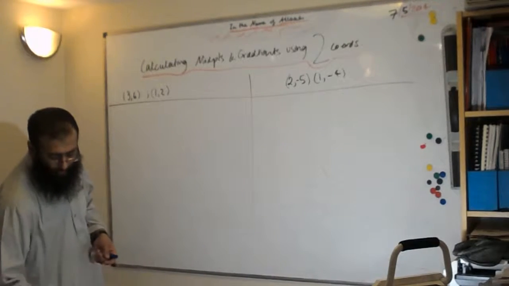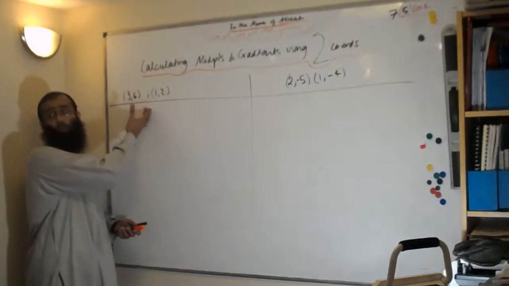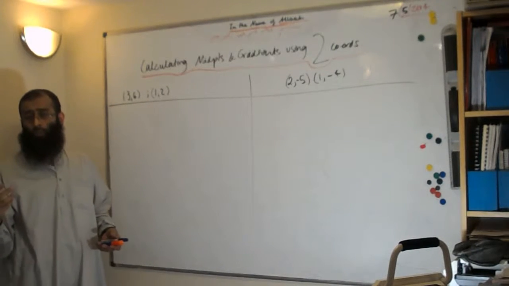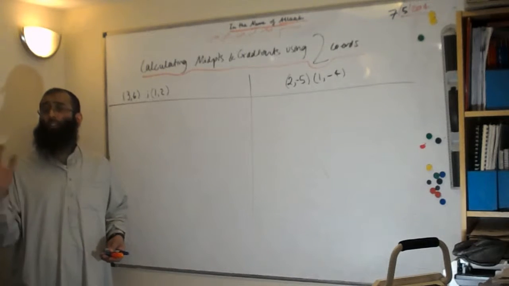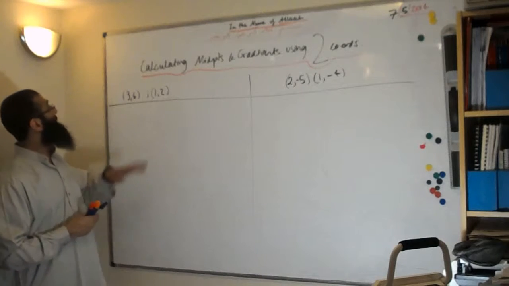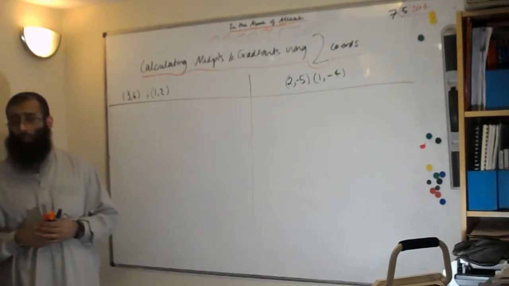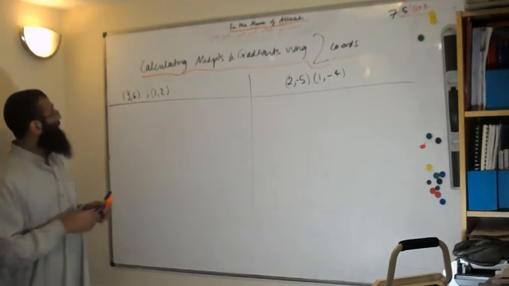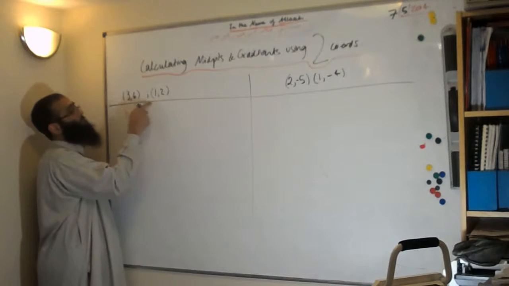In the examination paper that we did in class about a couple of weeks ago, we had a question where they gave you two coordinates and they asked you to work out the midpoint, and another part where they asked you to work out the gradient. So we're going to look at both of those parts today. How do we work out the midpoint of 2 points, and how do we work out the gradient of those 2 points? Okay, ready?